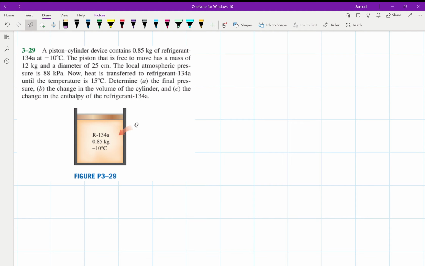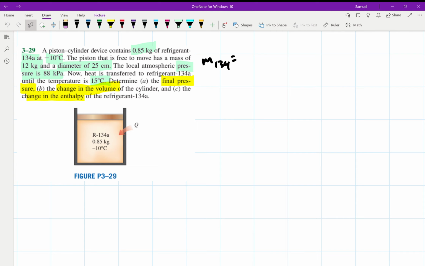It says a piston cylinder device contains 0.85 kilograms of refrigerant 134A at negative 10 degrees Celsius. The piston is free to move, has a mass of 12 kilograms and a diameter of 25 centimeters. The local atmospheric pressure is 88 kilopascals. Heat is transferred to the 134A until the temperature is 15 degrees Celsius. We need to determine the final pressure, the change in the volume of the cylinder, and the change in the enthalpy of the refrigerant. So just jotting down what we have, the mass of the refrigerant equals 0.85 kilograms.